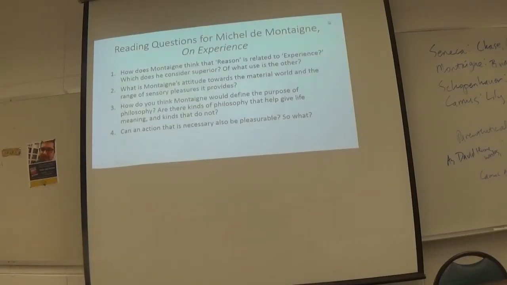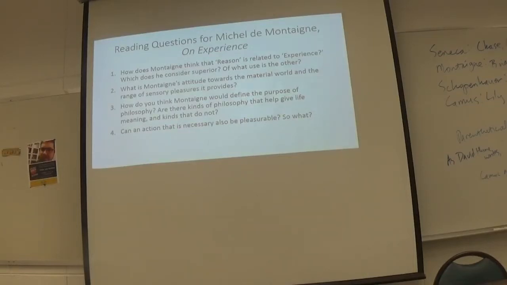All right, if you're working on Montaigne, how does Montaigne think that reason is related to experience? Which does he consider superior? And of what use is the other, right? Of what use is the one he considers inferior?